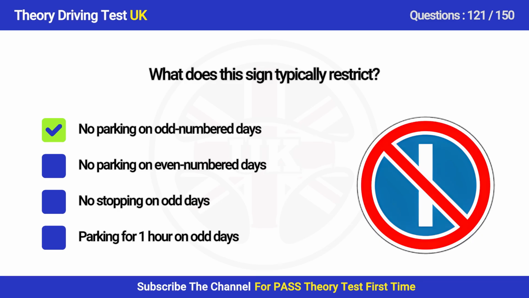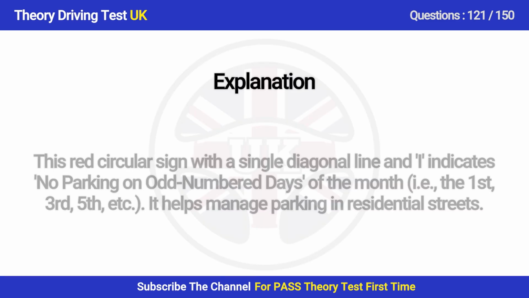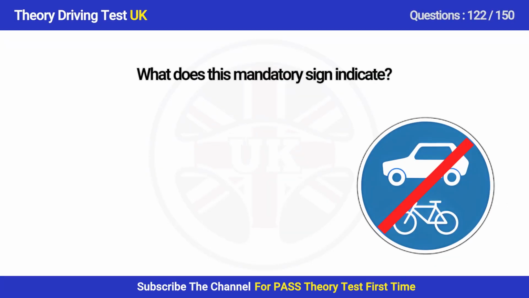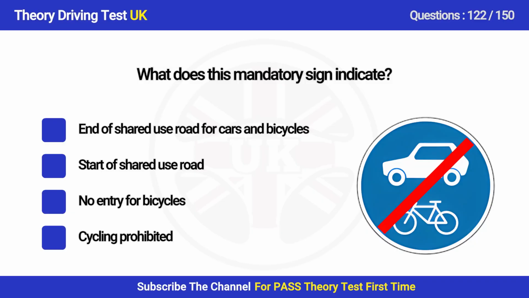Answer is A. No parking on days. This red circular sign with a single diagonal line indicates no parking on days of the month, etc. It helps manage parking in residential streets. Question 122. What does this mandatory sign indicate?